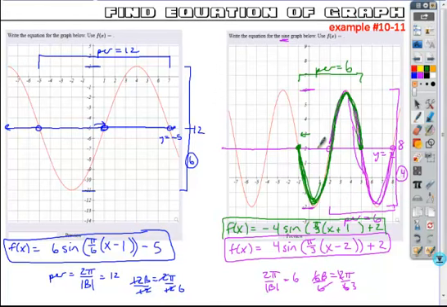Okay. So again, I hope you can see you have those options when you're working through and sketching the graphs of these, or identifying the equations.